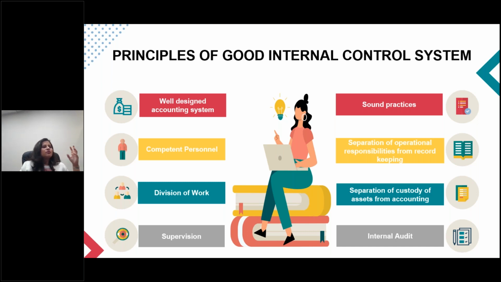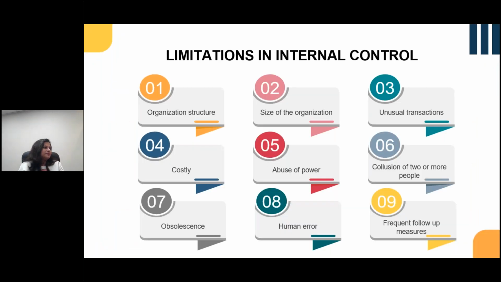Supervision. Where you don't have too many controls, you should have adequate supervision. So you compensate, for example, your manual with automated, or vice versa. Sound practices. Culture determines the sound practices. Separation of operational from record keeping, again an element of segregation of duties. Separation of custody of assets from accounting, same thing. And internal audit, the independent verification itself, is an example of a good control system.